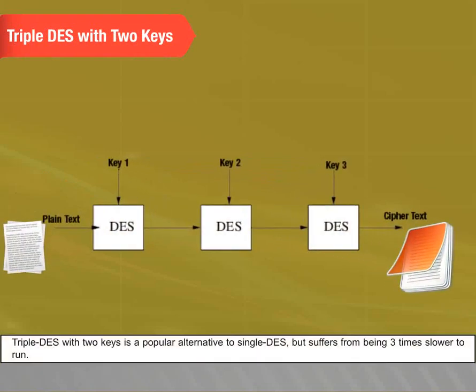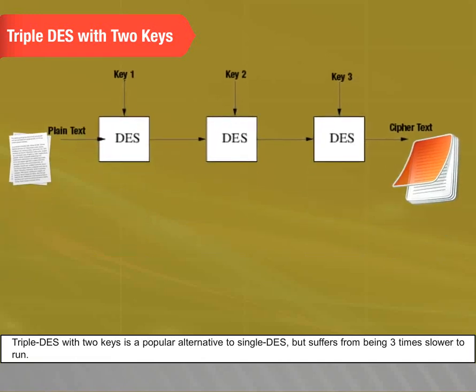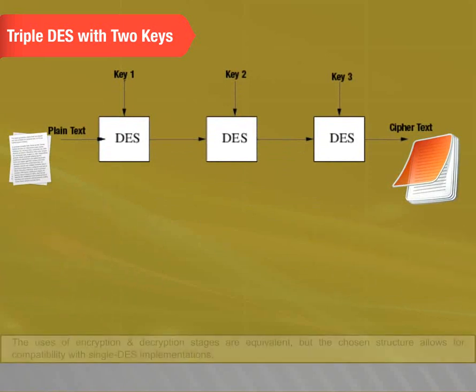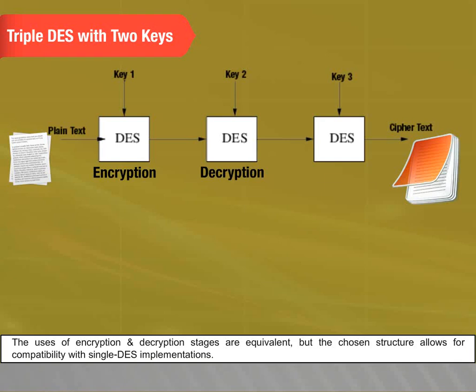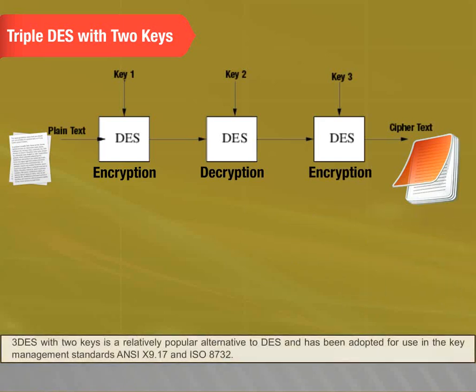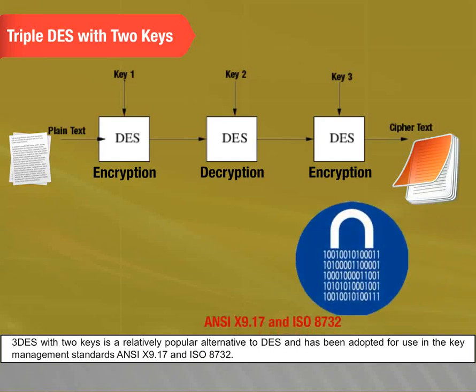Triple DES with two keys is a popular alternative to single DES, but suffers from being 3 times slower to run. The uses of encryption and decryption stages are equivalent, but the chosen structure allows for compatibility with single DES implementations. 3DES with two keys is a relatively popular alternative to DES and has been adopted for use in the key management standards ANSI X9.17 and ISO 8732.